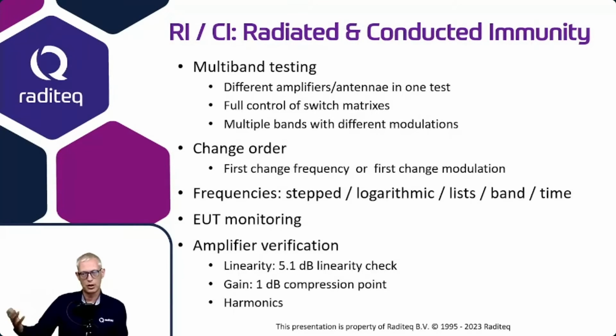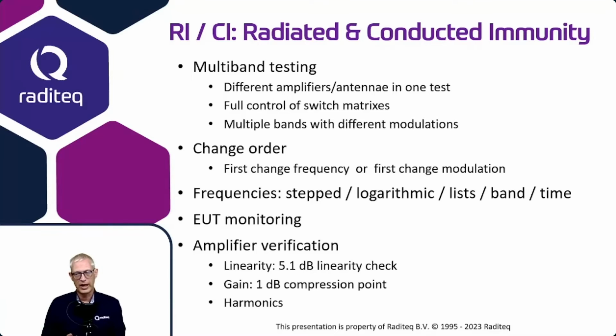If we then also explain a little bit of the setup that is available in RadiMation for the radiated and the conducted immunity modules, we again have multi-band testing. The benefit of having multi-band is that you can use one band with one amplifier and one antenna, and you can create a second band for another antenna and amplifier, and a third band for a third amplifier.